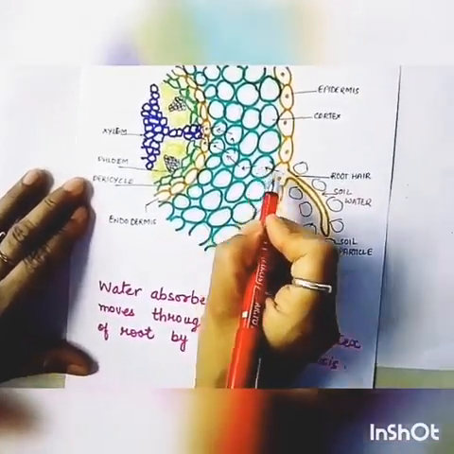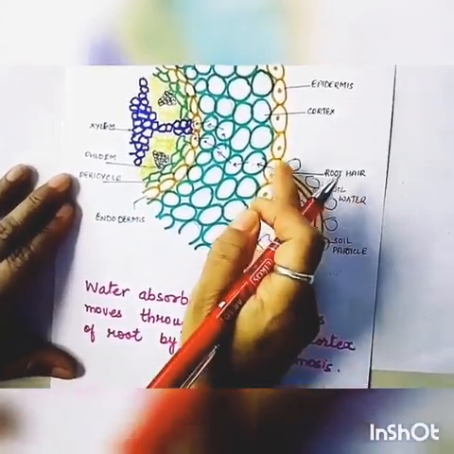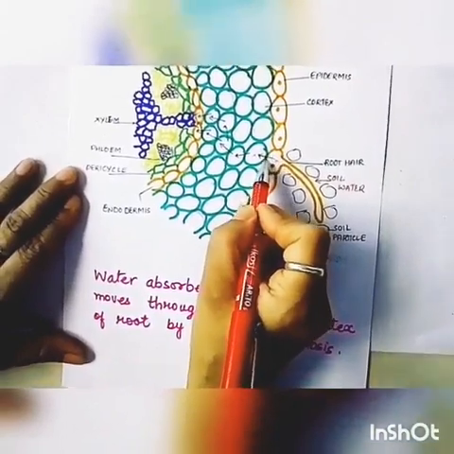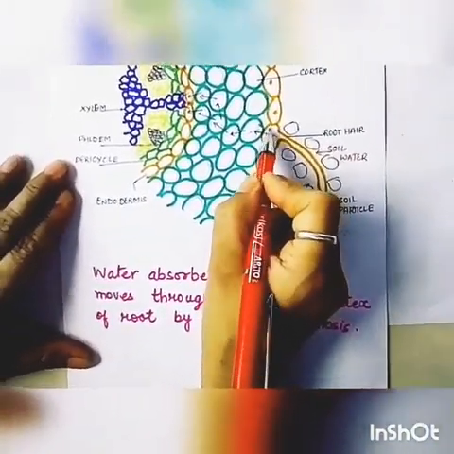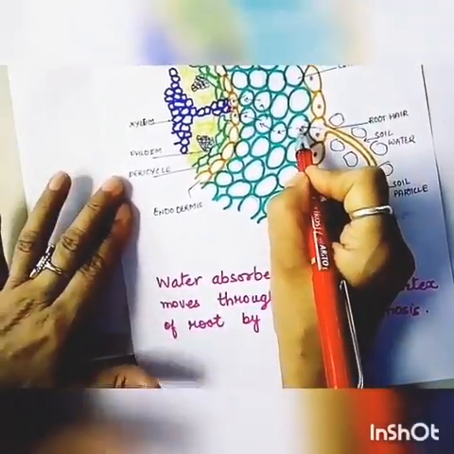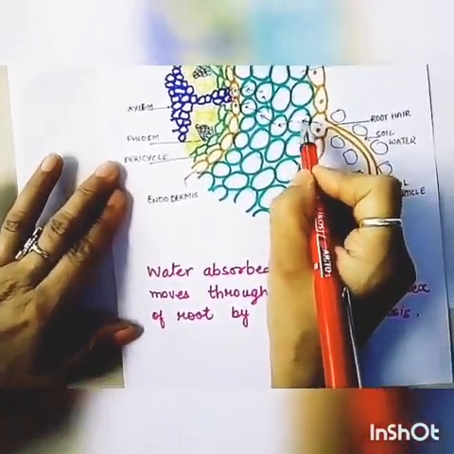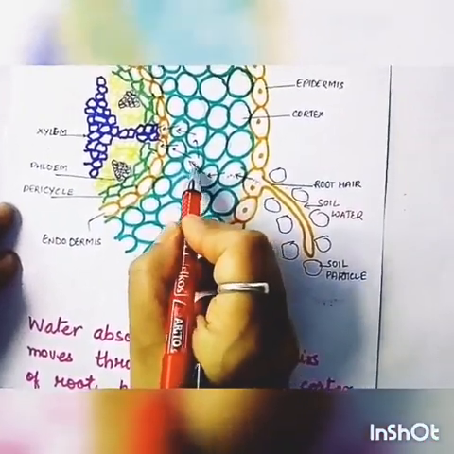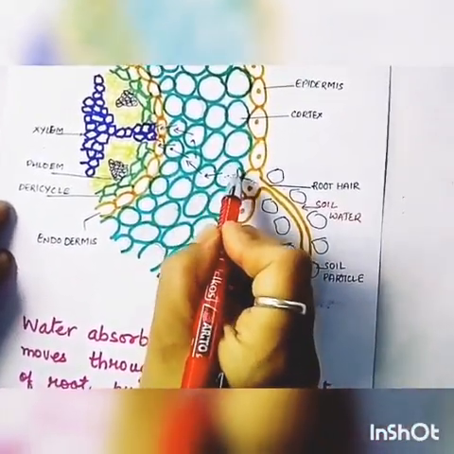That means here the water is less, here the water is more. So water is moving from its higher concentration to lower concentration, and it is crossing the semi-permeable plasma membrane. This process is known as osmosis. So from the root hair cell, water is absorbed into the cortical cell. Cortical cells have different layers. Now this also becomes water sufficient.